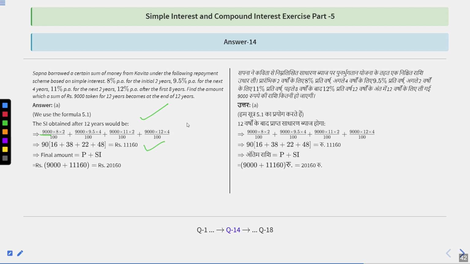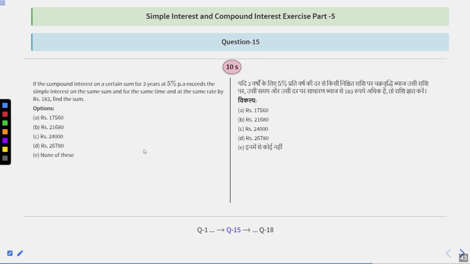Clear? It will be the total simple interest. So what will be the amount? Amount equals principal plus simple interest. So principal was 9,000 and simple interest is 11,160. So the total amount will become 20,160 rupees. A is the correct answer.